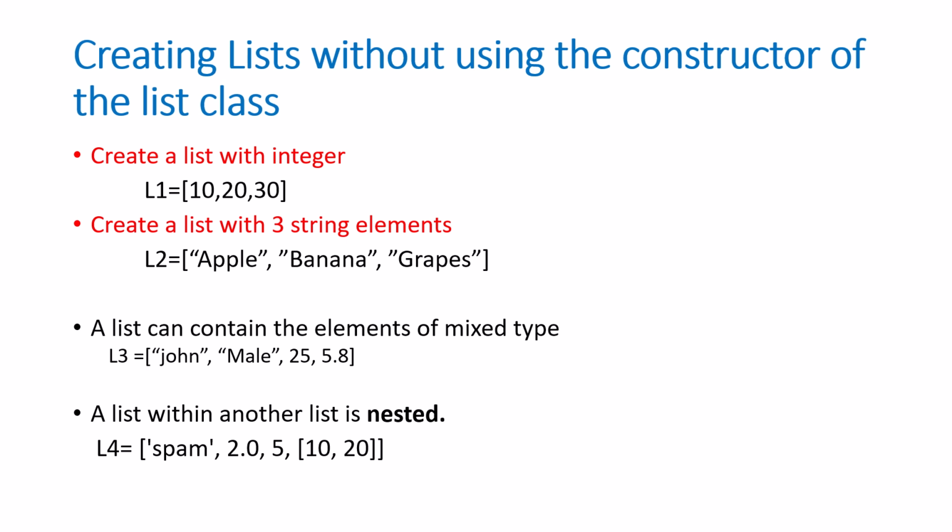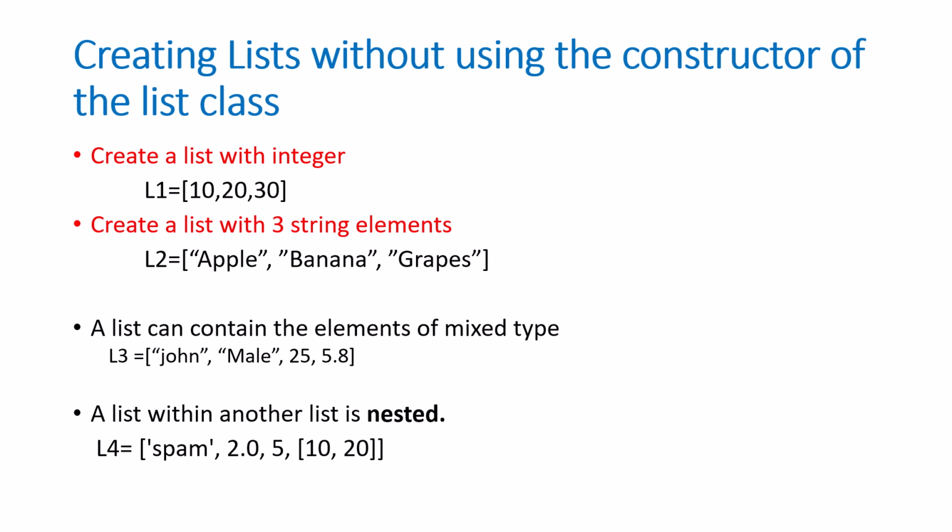Now, creating a list without using the constructor of the list class. The first example is to create a list with integers. So L1 equal to square brackets, and within the square brackets we have the collection of values, where the values are 10, 20, 30. And creating a list with three string elements without using the constructor of the list class. So L2 equal to apple, banana, grapes.